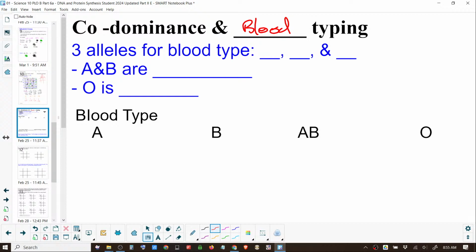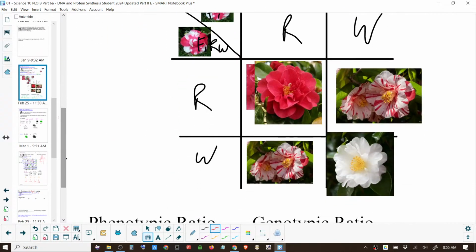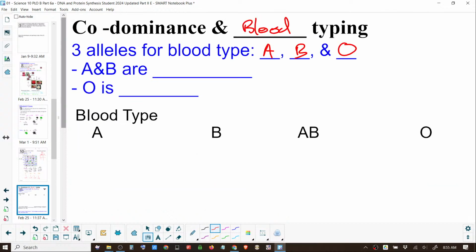What are the blood types? Oh, A, B, and O. There's A, there's B, and there is O. There is no blood type AB. That is an example of codominance. So AB is just a combination of A and B. So there are people who are AB, they have a combination. O is to blood types what baldness is to hair color. O originally stood for 0, like you don't have one.